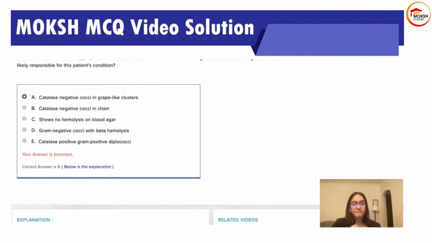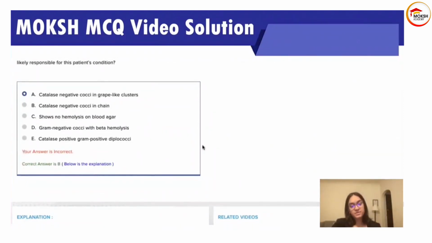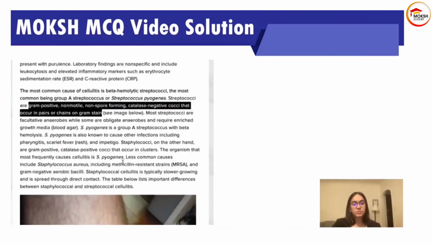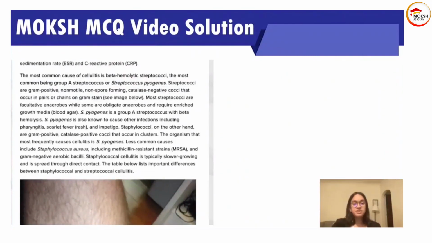So catalase-negative cocci in grape-like clusters would be one of the staph species, but cocci in chains would be strep. So that's the little bit of differentiation where you guys went wrong, but otherwise you were on the right path. So most strep are facultative anaerobes, while some are obligate anaerobes and require enriched growth media. Strep pyogenes is a group A streptococcus with beta hemolysis. Strep pyogenes is also known to cause other infections, including pharyngitis, scarlet fever, and impetigo.